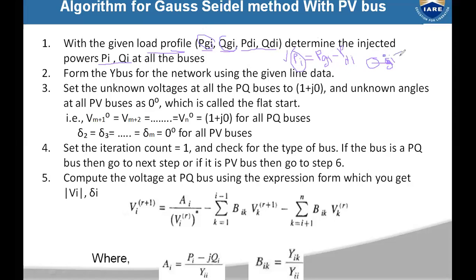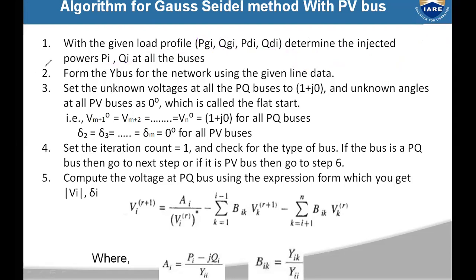QI is equal to QGI minus QDI, that is, the reactive power generation at the ith bus minus the reactive power demand at the ith bus. So this difference is the injected power into the bus. You have to determine PI and QI with the known load profile. This is the first step in the Gauss Seidel method.